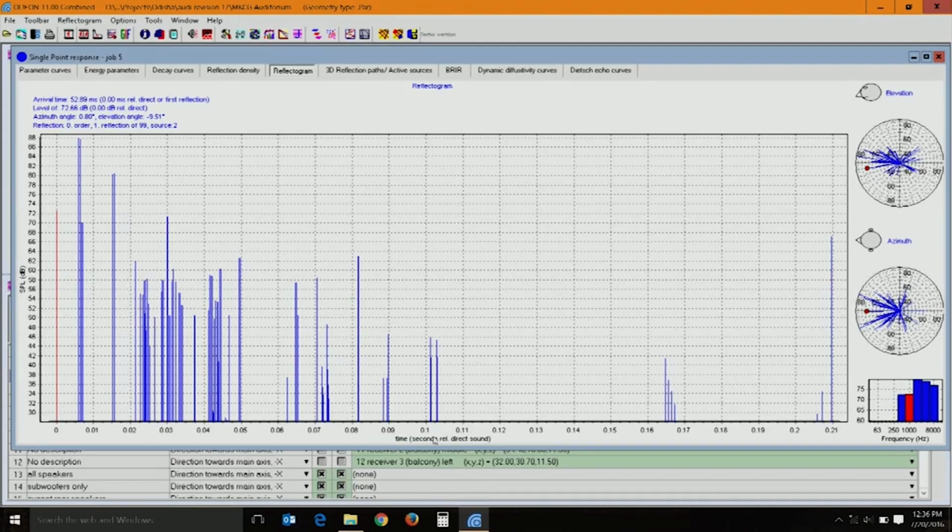Here you have time in seconds, and this is sound pressure level. What is selected here, the red one, is the direct sound 0, that is the first arrival. Following that you have a lot of blue lines which indicate each reflection reaching the particular receiver. Now we are talking about receiver number 5.